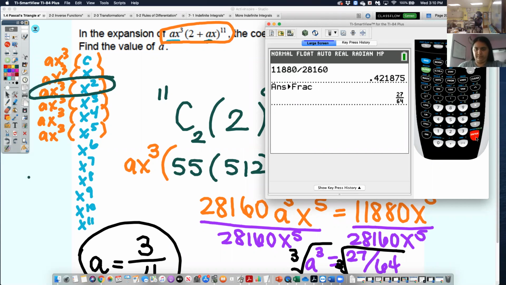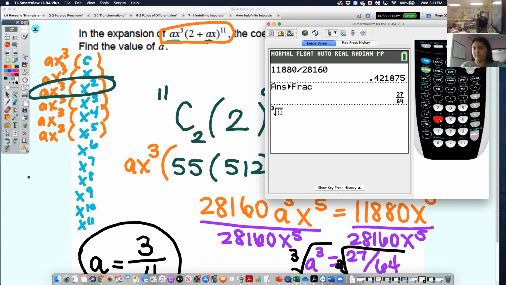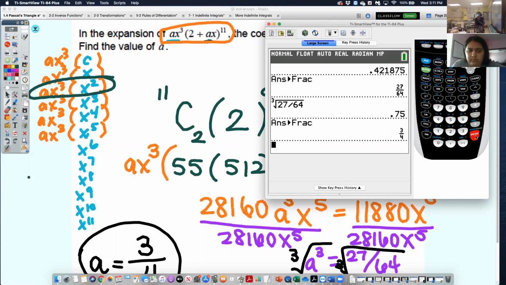And then to do the cube root, you go to math, back to math, you go down to option 4. Option 4 will put up the cube root, and then you'll just type in the fraction, 27 over 64. And then that's how we get 0.75. We know 0.75 is 3/4, or we can, again, convert it back to a fraction, math, enter, enter, and we get 3/4.